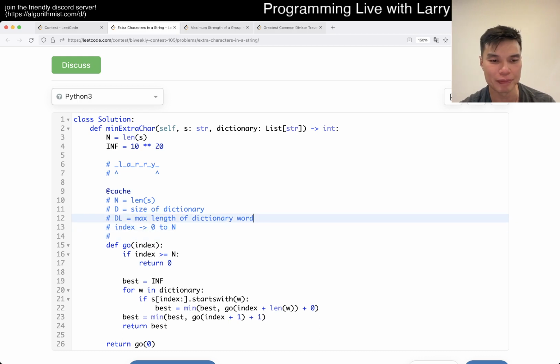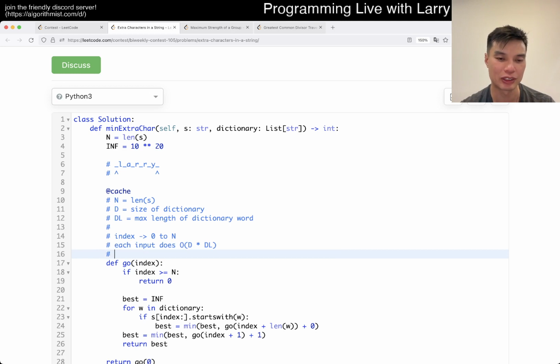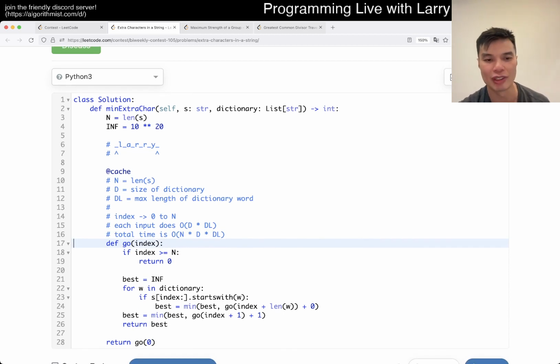So here, the number of possible inputs is going to be n because it goes from 0 to n. For each input, we do O of d work here, and for each of the O of d iterations, we do O of dl work, right? So that means that each input does d times dl work. Maybe that's a little confusing, but I hope you're following. Given that there are n inputs, the total time is O of n times d times dl. And each of these things is 50 at most, so it's going to be 50 cubed, which is fast enough.